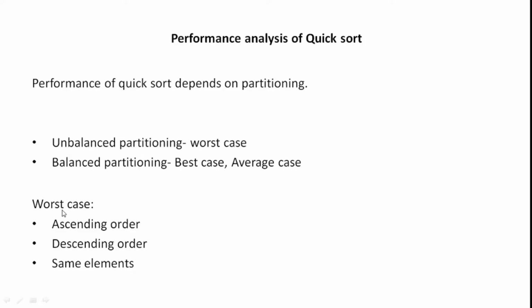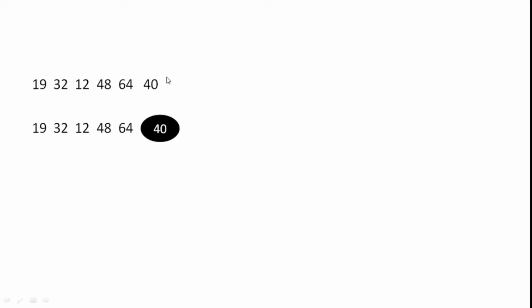For example, the worst case is when we have input in ascending order, in descending order, or with the same elements in the input, because in that case we will take more time. Quicksort will take more time to sort input in ascending or descending order, or when we have the same elements, because this becomes an unbalanced partitioning. When we have input in these three forms, the partitioning becomes unbalanced. Let's see how the quicksort algorithm works.